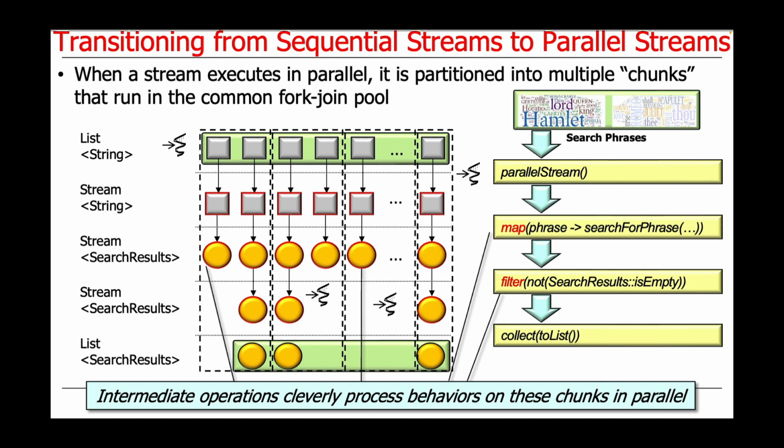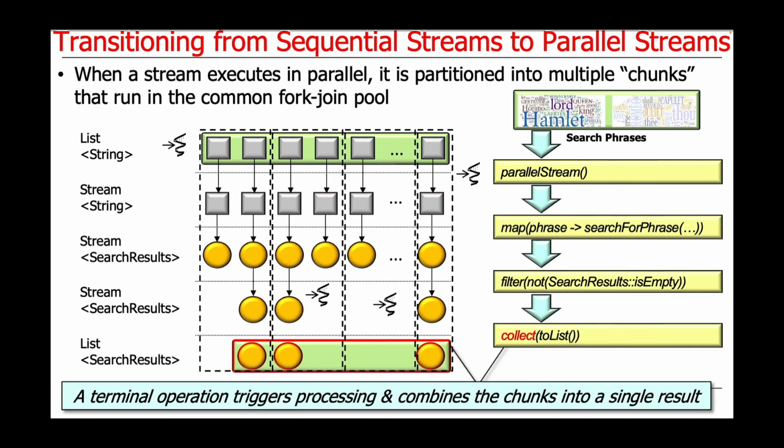We didn't have to change anything. We just went from sequential stream to parallel stream. And you'll also notice, as before with a sequential stream, that it's the terminal operation, in this case collect, that's going to trigger all of this intermediate processing in parallel. And it's also, of course, going to take all those chunks that are running in parallel, and it's going to pairwise combine them together into a final reduced result.